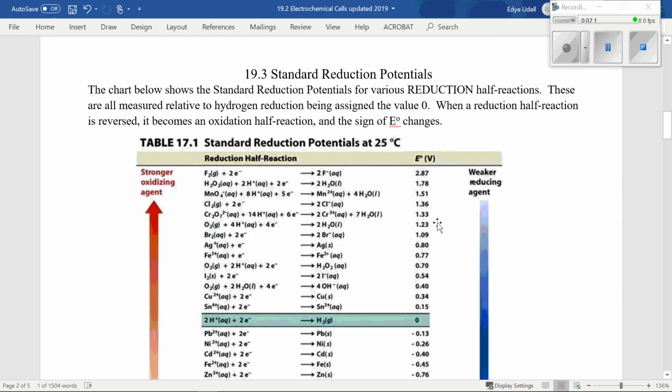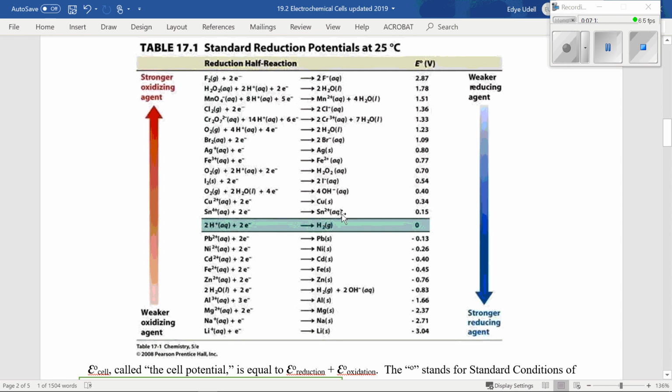So if you reverse one of these reactions, you have to change the sign of E0 because the energy sign changes. But if you multiply one of these reactions by a number, you do not change E0 because the ratio of energy per charge of electron does not change.